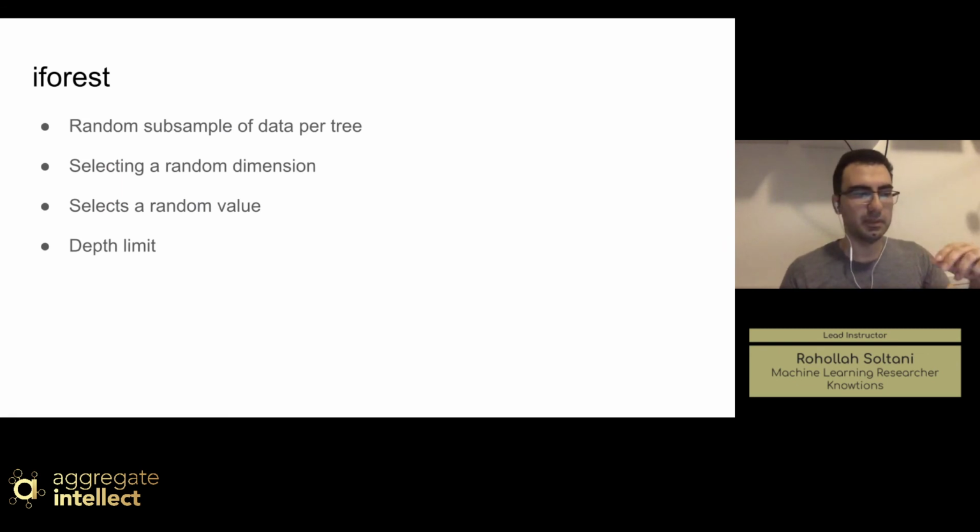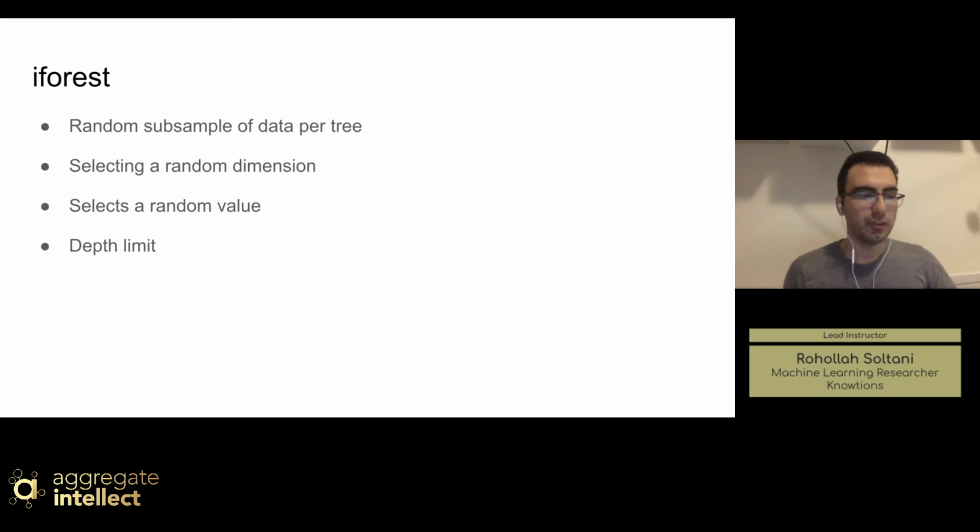Once you have that subsampled data, the branching process of the tree occurs by selecting a random dimension or feature of the data. So basically, you're randomly selecting some samples, and then you're randomly selecting a dimension or feature, and within that dimension, you're randomly selecting a value between the minimum and maximum, and then you will make a cut, and then you will split it into two separate spaces.